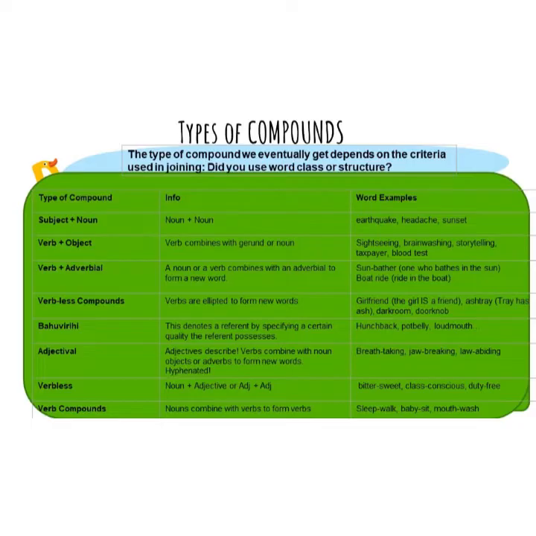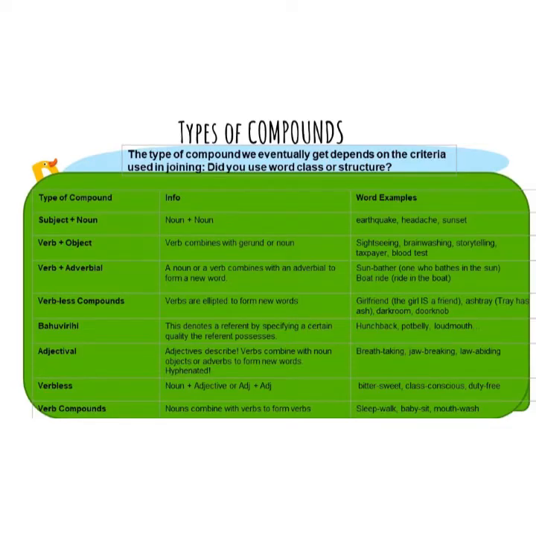You have the verb plus object. Object is the receiver of action, while subject is the performer of the action. So here we have verb plus object type of compound. The verb combines with a gerund or noun. Example, sightseeing. Seeing is a gerund. Sight has come together with seeing to form a word, sightseeing. Brainwashing, storytelling, taxpayer, etc.